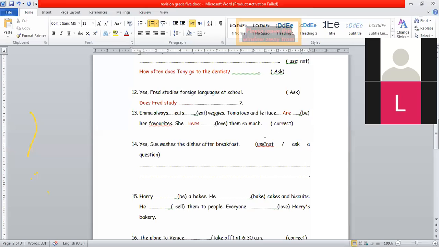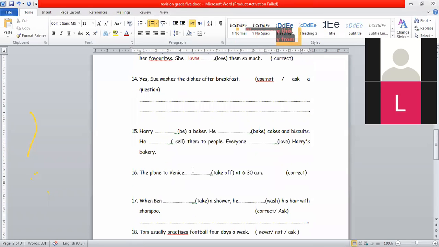Okay, now let's move to number 16. The plane to Venice takes off. Why? Takes off. Bravo, Malusa. Timetable. Very good.